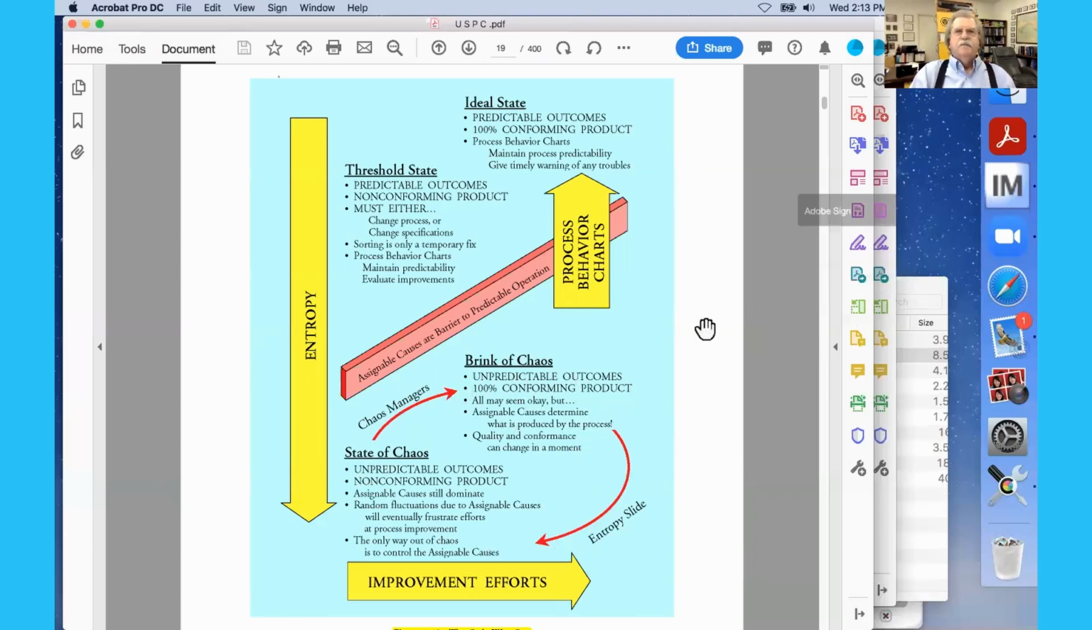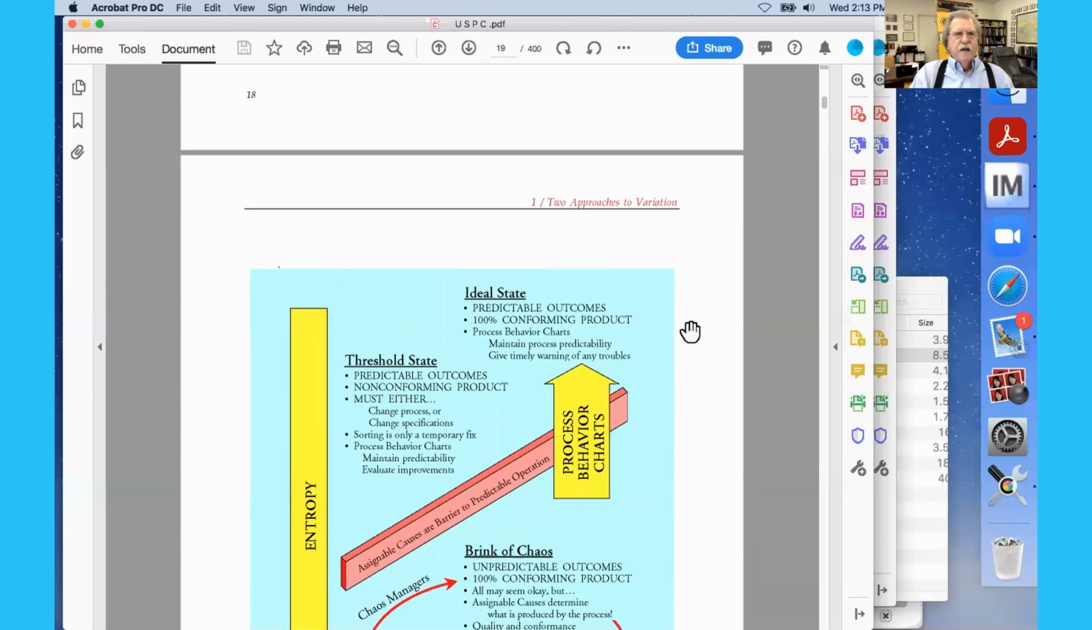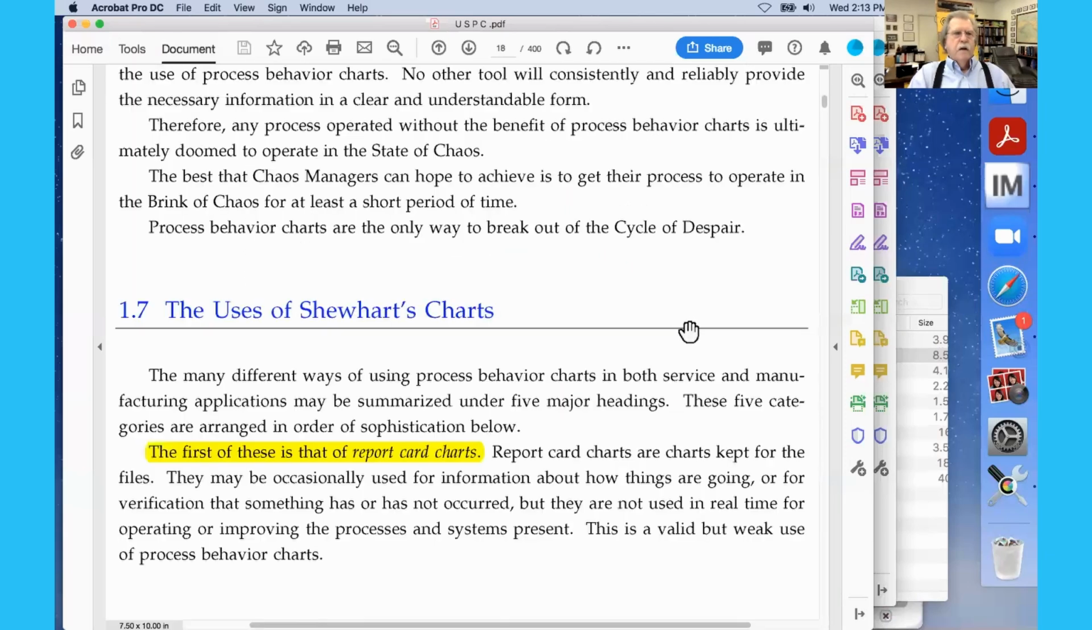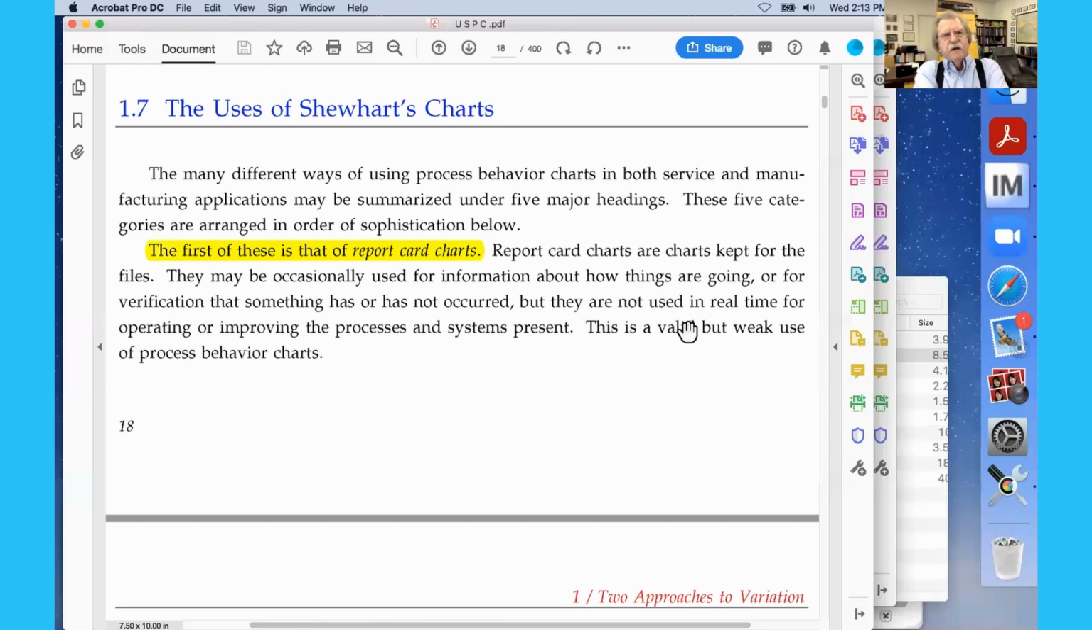Well, while we're here on page 18 and page 20, section 1.7, Understanding SPC, page 18, the uses of Shewhart's charts. I list 5 different ways you can use process behavior charts. This is probably not exhaustive, but it covers the ground for most of the ways people use the chart. The first of these uses is the report card chart. We've already seen some of those in understanding variation this morning.